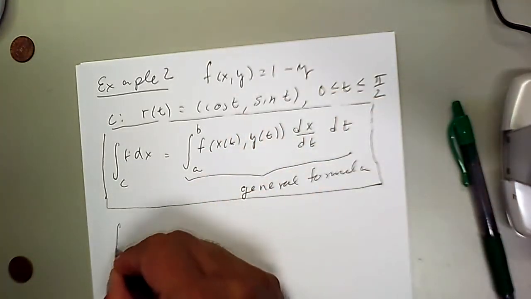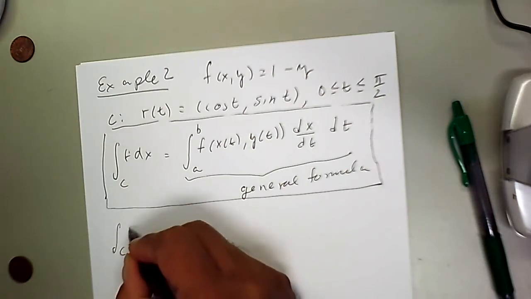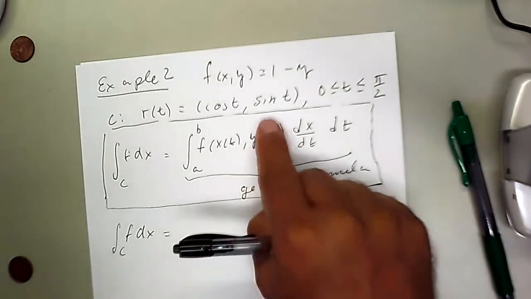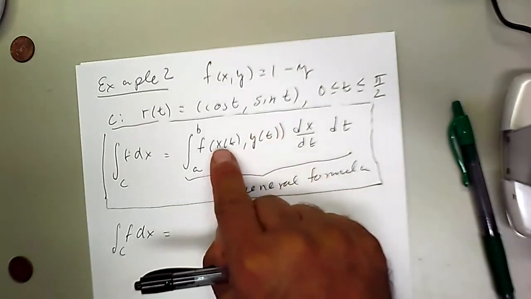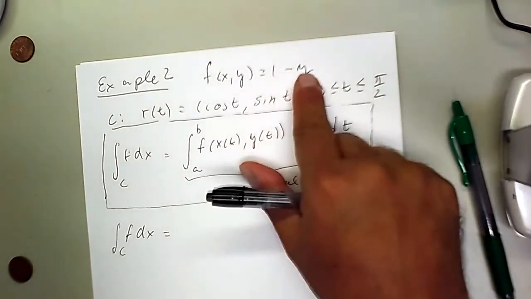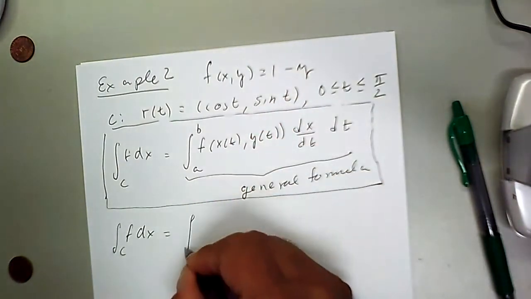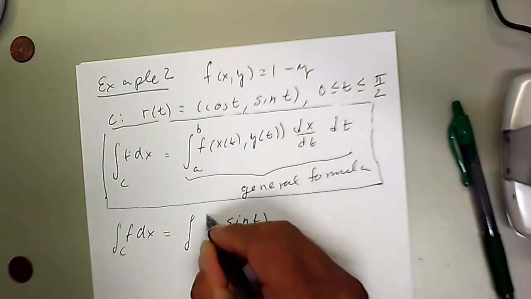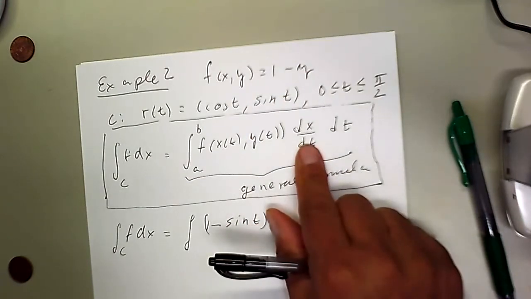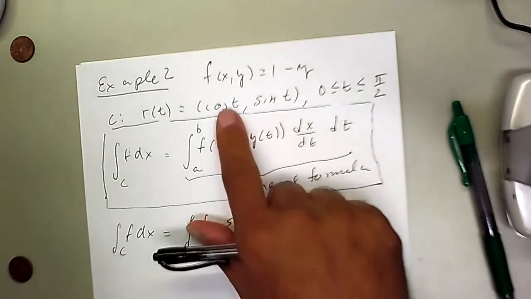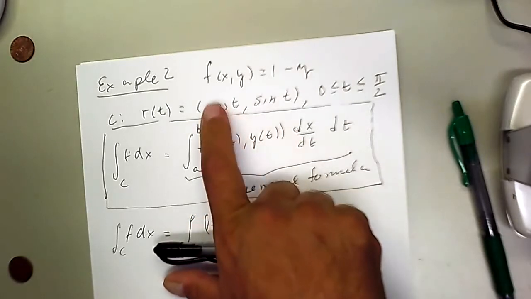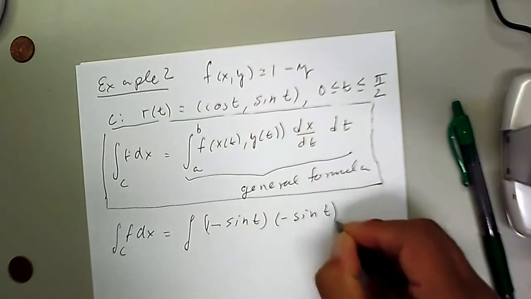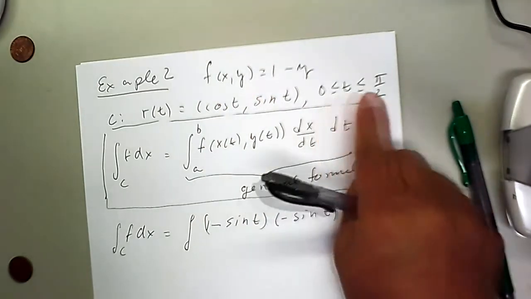So what we are looking for in our particular case will be the function, which is 1 minus y, but this is y. So the integral of 1 minus sine of t, derivative of x with respect to t. This is x, remember, cosine of t. So the derivative is negative sine dt, and we go from 0 to pi over 2.